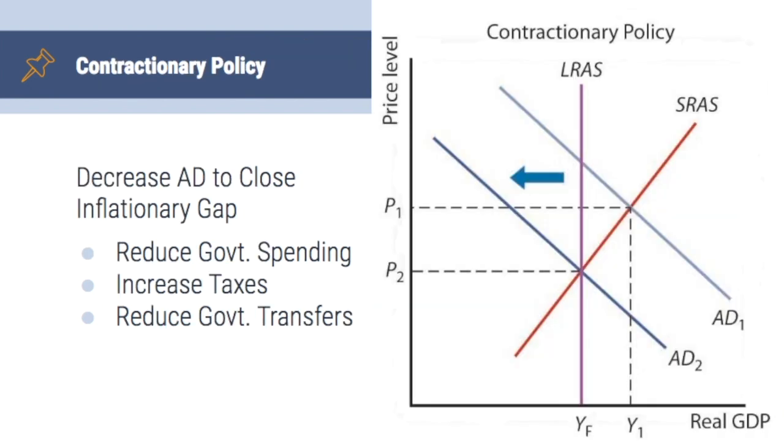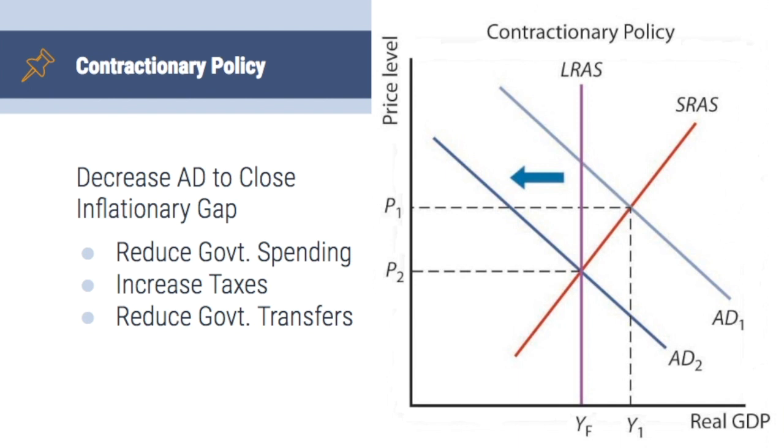What if the economy has an inflationary gap? Well, in that case, the government will use a contractionary policy to close the inflationary gap. They can do so by reducing government spending, increasing taxes, or reducing transfer payments. The AD can then shift to the left.